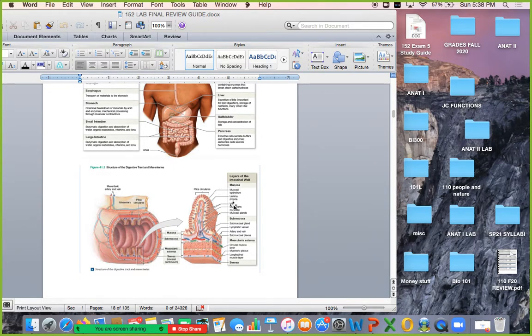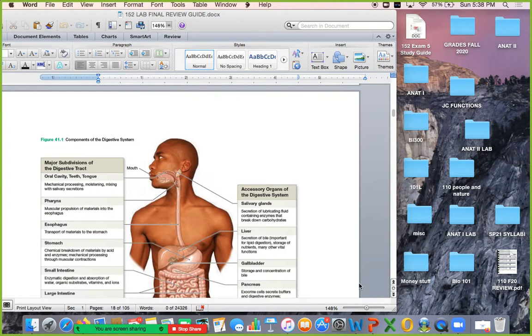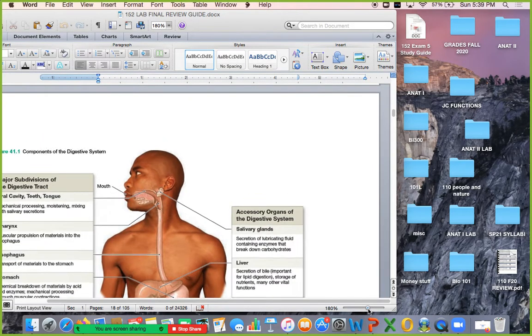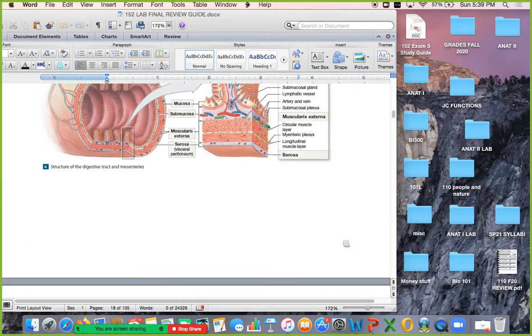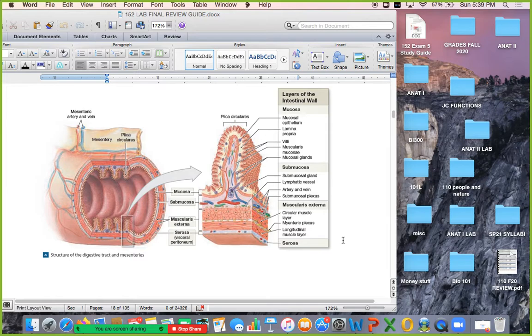Again, it's all going to be completely identified, and you're going to have to tell me, I'm not sure exactly which ones I chose, but for example, which one is the, let me make this a little bit bigger so you guys can see a little better. That might be a little bit too big. How about in here? Yeah, something like this. So then you might have to know which one, for example, is the mucosal gland versus the villi versus the mucosal epithelium or the submucosal plexus.